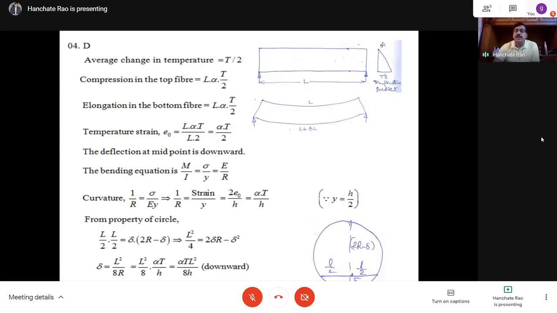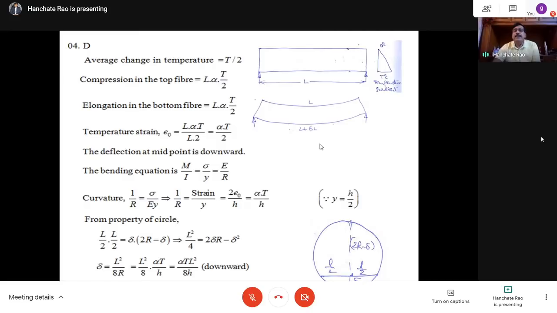So from properties of the chord, L by 2 into L by 2 is equal to delta into 2R minus delta. Okay, delta into 2R minus delta. So L square by 4 is equal to 2 delta R minus delta square. From which you solve for delta, which is the downward deflection, and you get the answer.